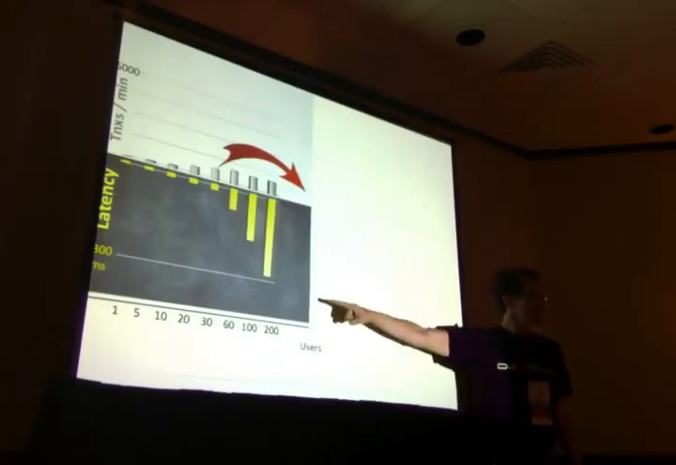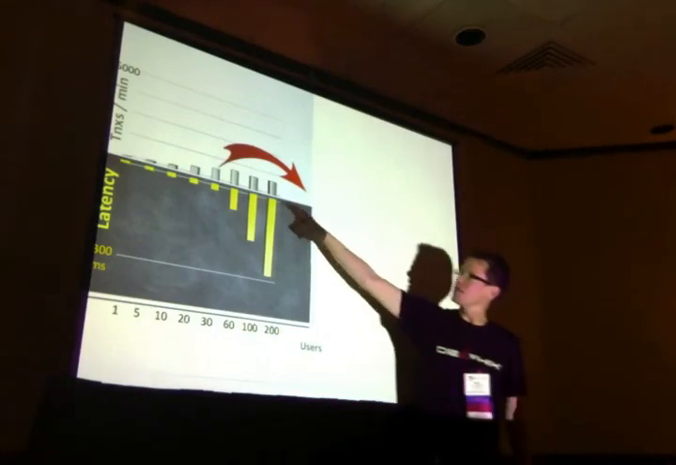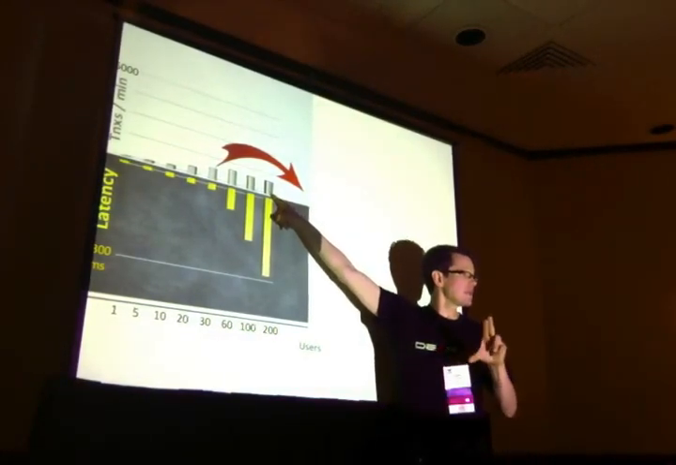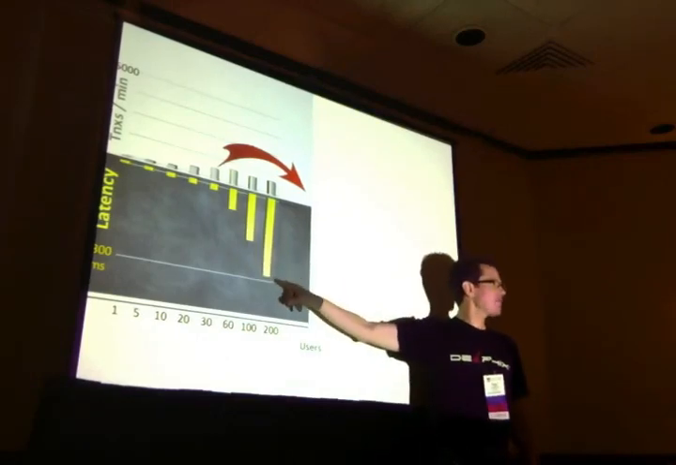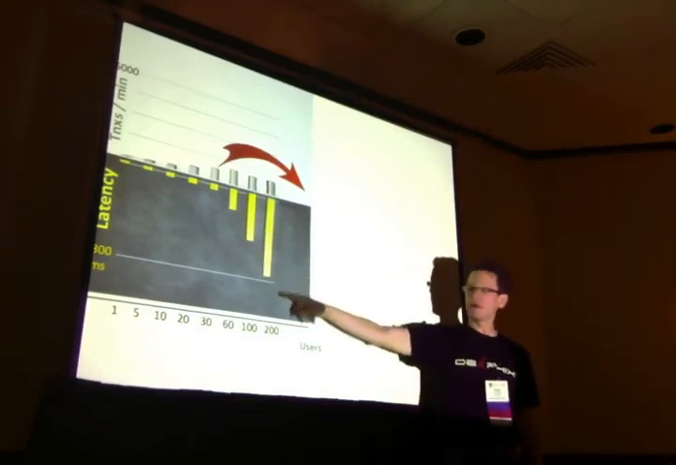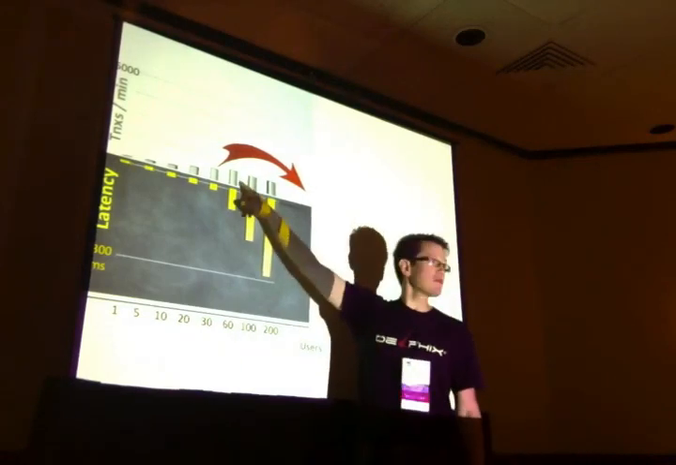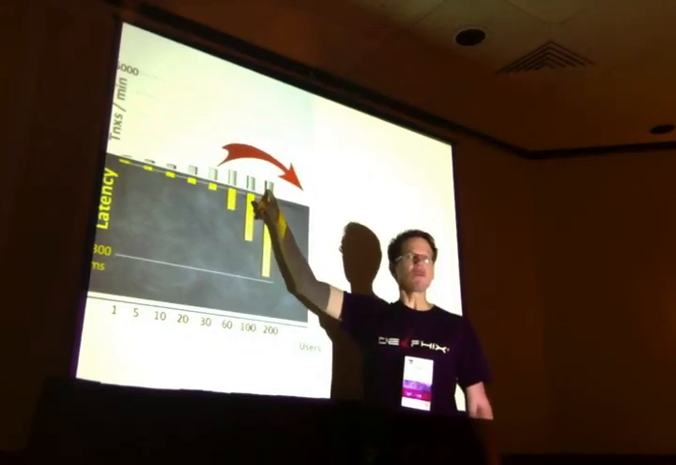Here's the physical disks. I aggregate the TPM, the transactions per minute. I sum up the TPMs for the two databases, and then I take the average of the latency for I/O. And then I ramp up the number of users. So what we see is after about 60 users, TPM actually starts to go down.